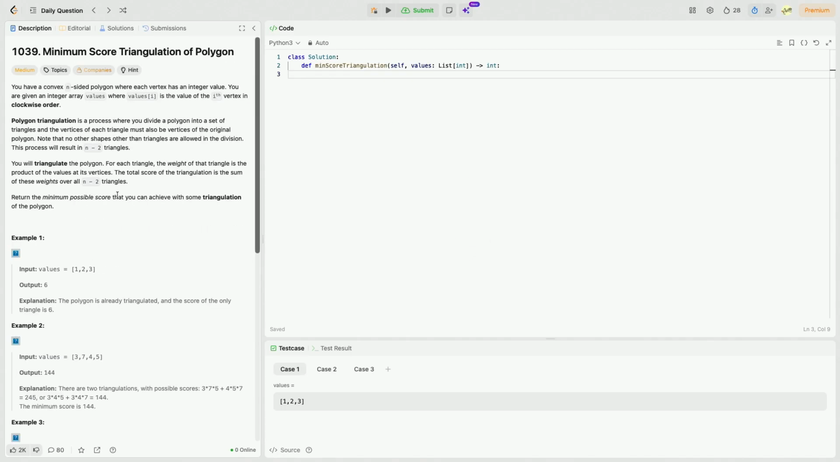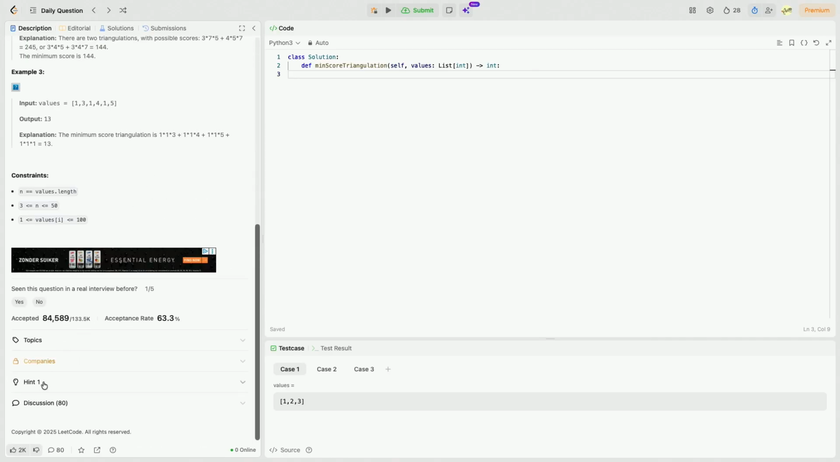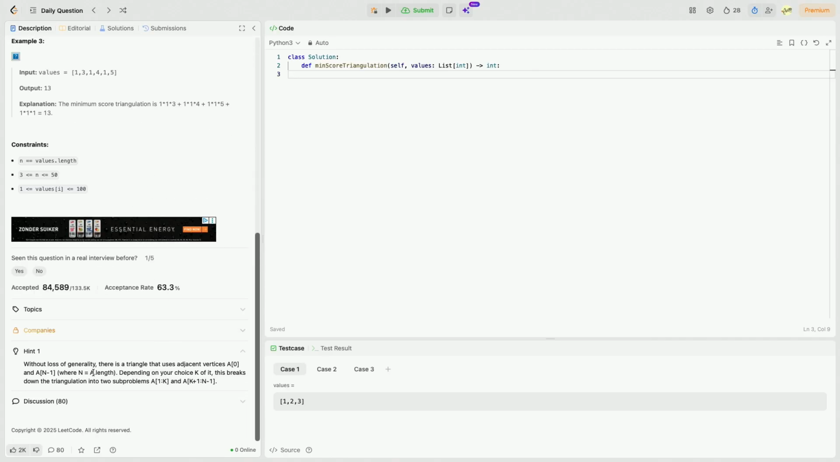I don't know what to do here. Maybe let's look at the hint. Without loss of generality, there's a triangle that uses adjacent vertices a0 and an minus 1, where an is the length. Depending on your choice of k, this breaks down the triangulation into two subproblems. Oh, all right.